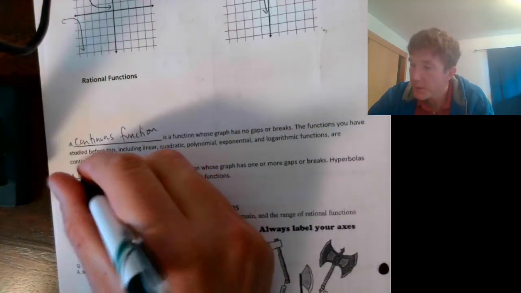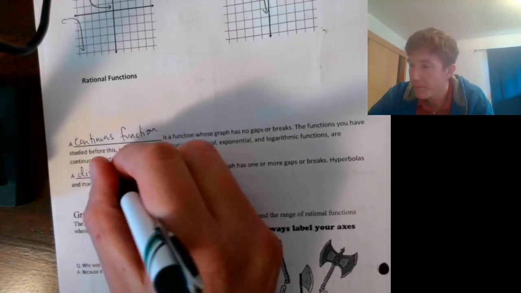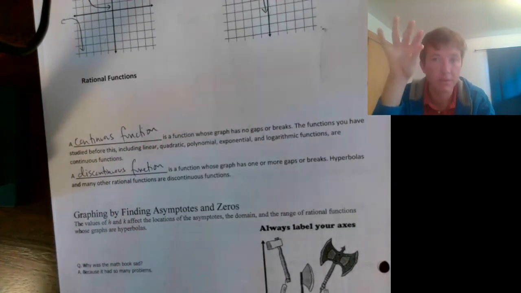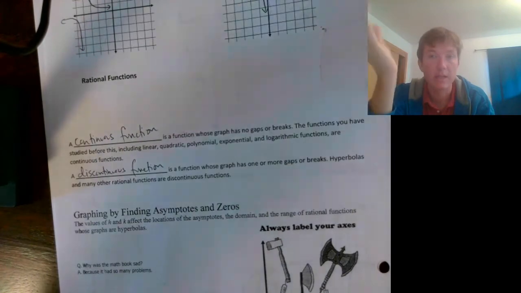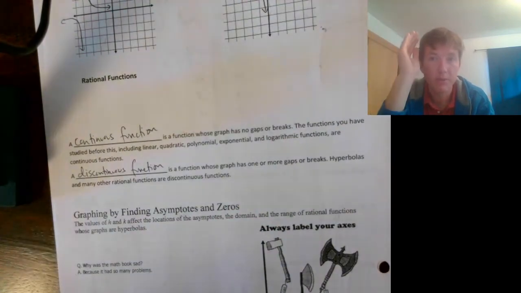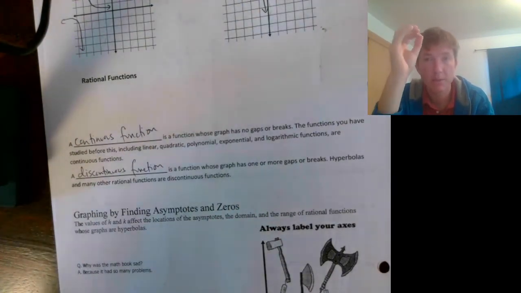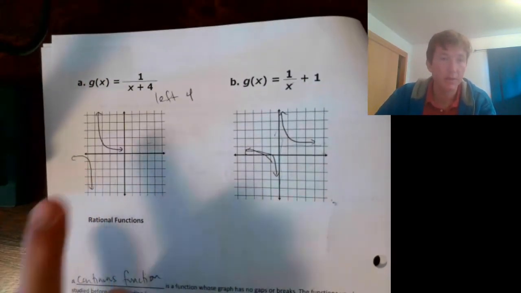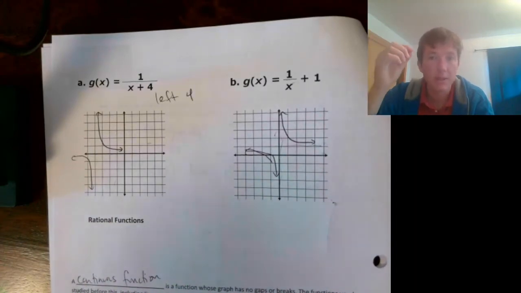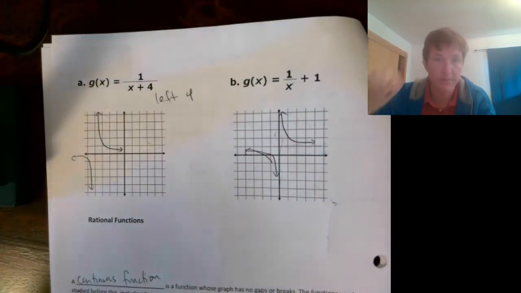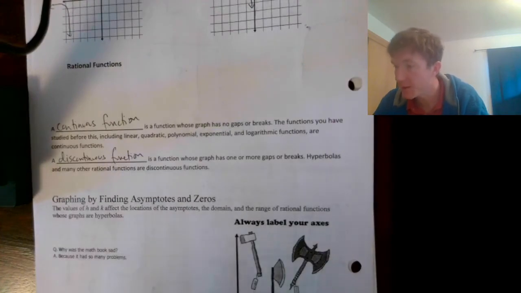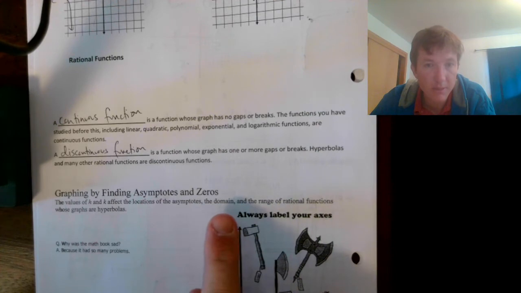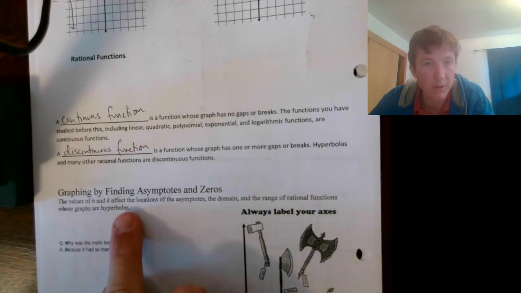A discontinuous function will have a gap or break, meaning you have those domain restrictions like we did before. Say x can't equal 3. This would be discontinuous at the spot x equals 3. Say you have an asymptote at x equals -4. Your graph would be discontinuous at x equals -4. Alright, so the values of h and k affect the locations of the asymptotes, the domain, and the range of rational functions whose graphs are hyperbolas.